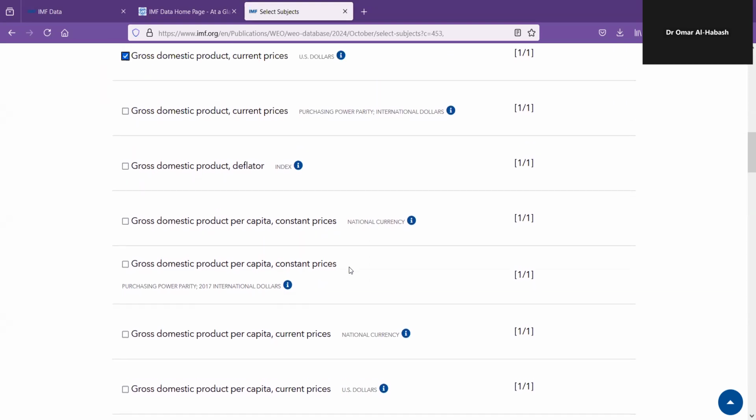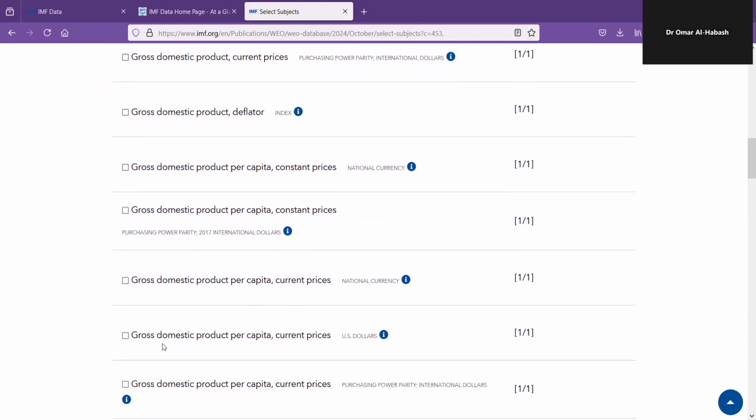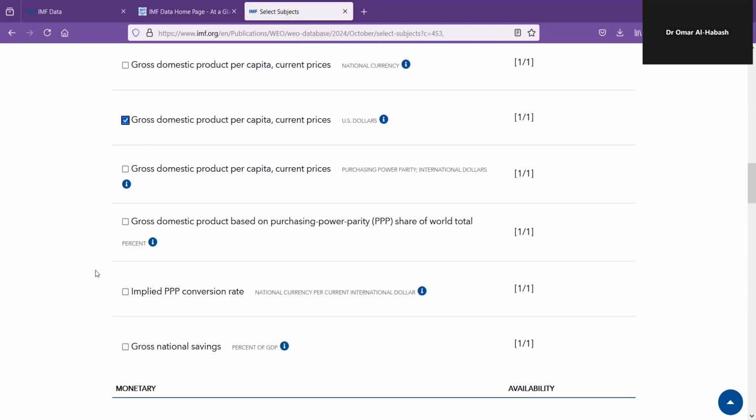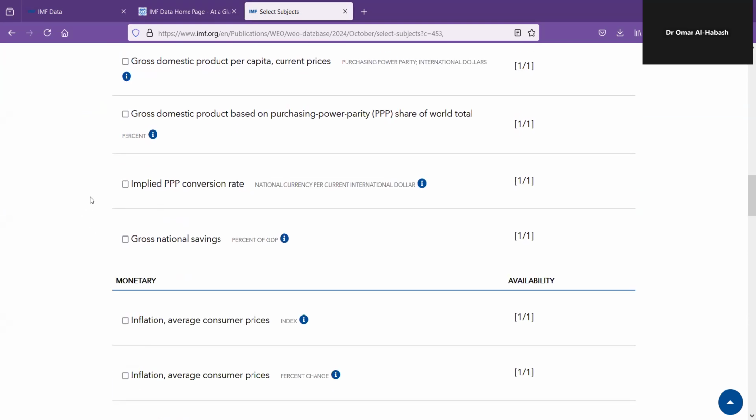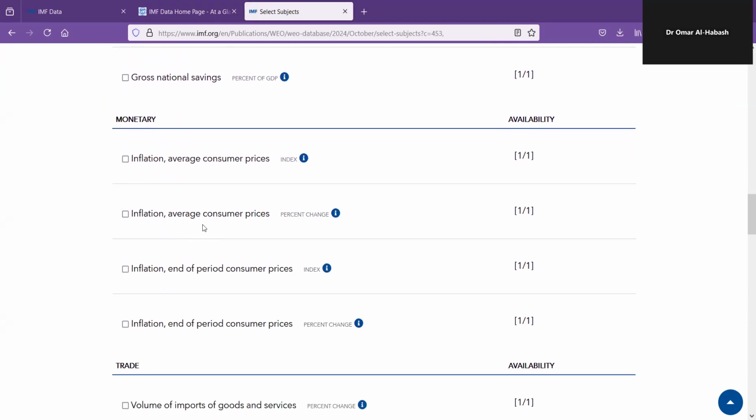You could look also at gross domestic product per capita, US dollar. This will let you see the average, talking about the population and the share of the wealth, let's say income, in that country. Also, we look at inflation, average consumer prices, percentage change, looking at the inflation rate.